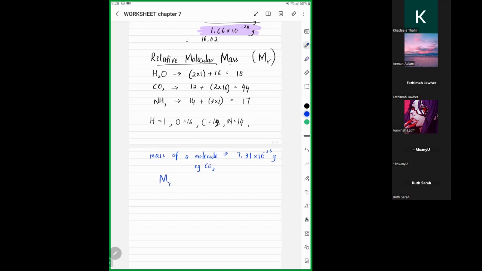That's also easy because it's the same way. Relative molecular mass also will use the same equation: mass of a molecule divided by atomic mass unit. You can find it that way as well. Okay. So in this case, it will be 7.31 into 10 to the power minus 23 grams divided by the atomic mass unit, which is what? 1.66 into 10 to the power minus 24.